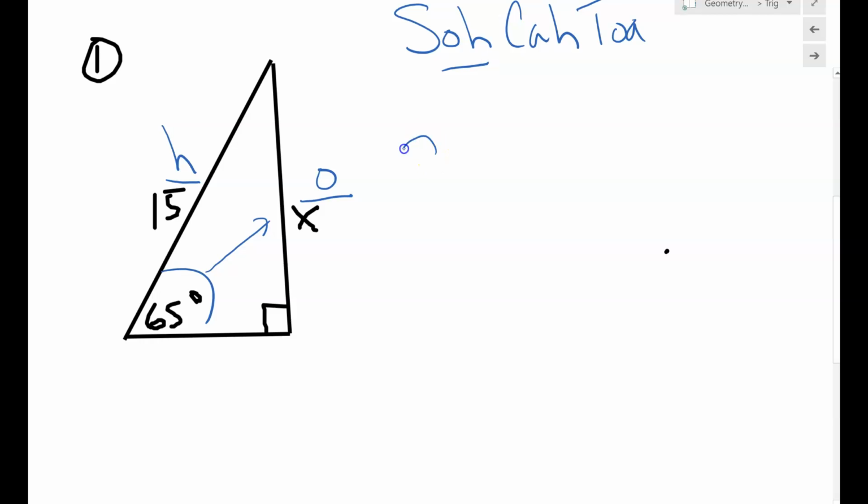So what am I going to write? Well, I'm going to write sine of 65 degrees equals x, the opposite, over the hypotenuse. Remember, this is opposite over hypotenuse. Okay? So that's why I did that. Now, I need to solve for x. What am I going to do? Well, I'm going to multiply both sides by 15.